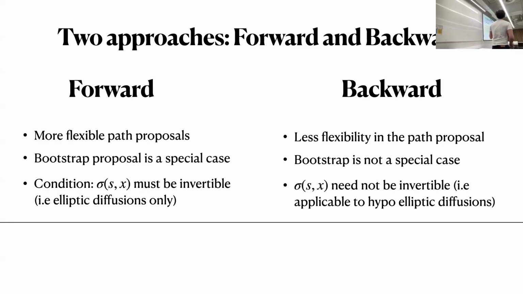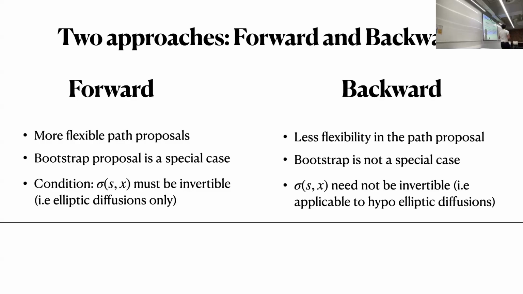Okay, so I mentioned earlier that we have two different path transformations, and corresponding to that, we have two different sets of path proposals that are compatible with them. Now, I'm going to discuss why we came up with two of them and what the advantages and disadvantages are of both. So for these forward ones, we have more flexibility in the choice of path proposal, i.e. it's easier to come up with something that takes the observation into account. The bootstrap proposal is a special case of this type of proposal for the forward, but we can only use this construct when we have elliptic SDEs, i.e. that the diffusion coefficient is invertible.